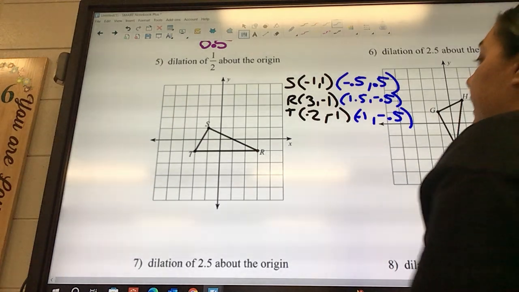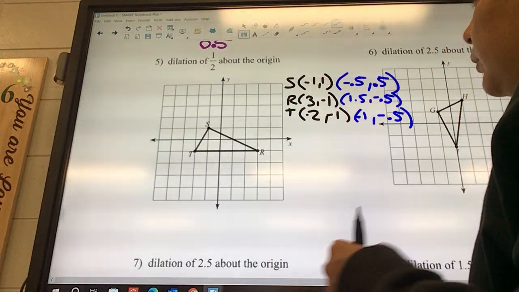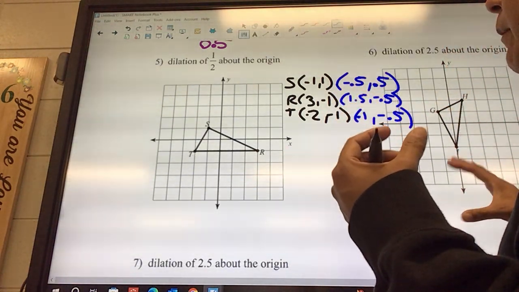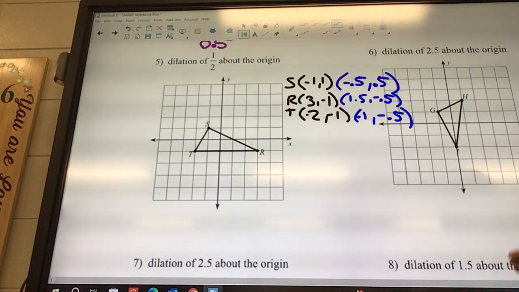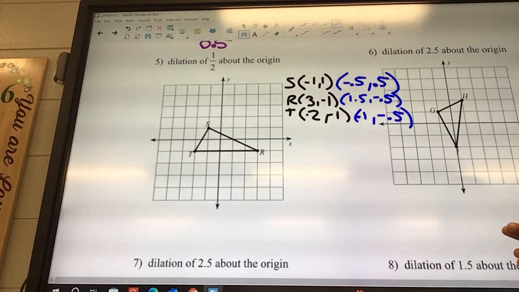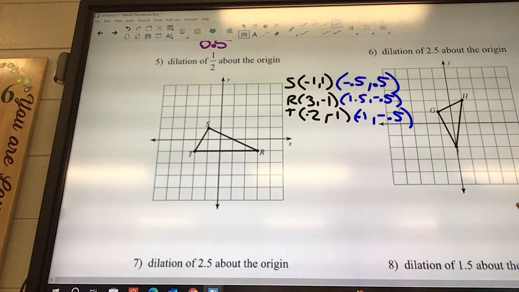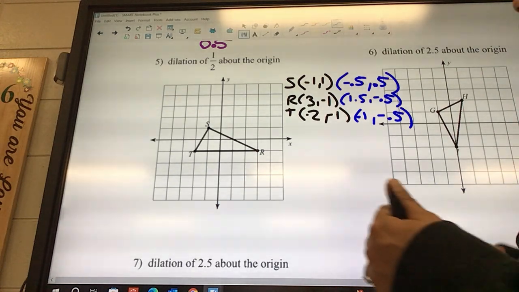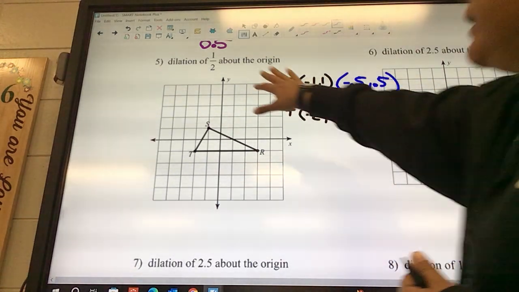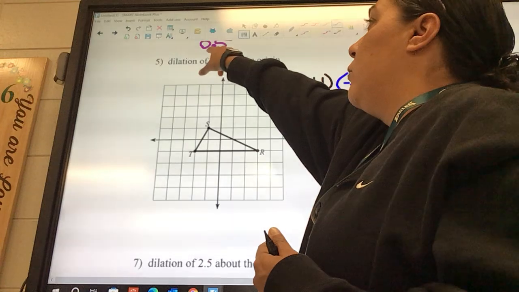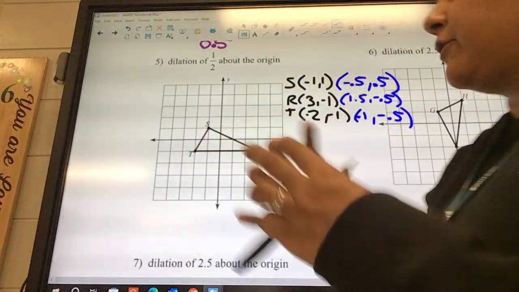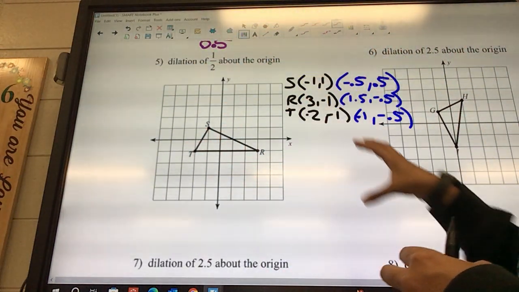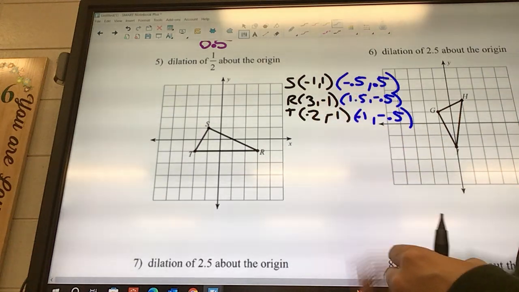Okay, so my S, and these ones are kind of hard, especially on the board, because if you remember, if the number is bigger than 1, it's going to be an enlargement. If it's less than 1, it's going to be, what's the word? A shrink, a reduction. Okay, and because I know that this is 0.5, so that's less than 1, it's going to be a reduction. So the picture is actually going to shrink. Okay, so do your best as far as the graphing.